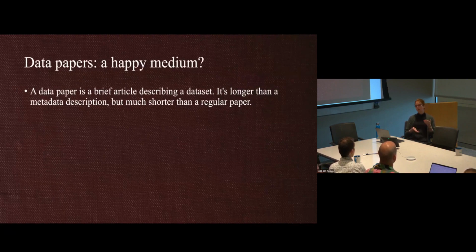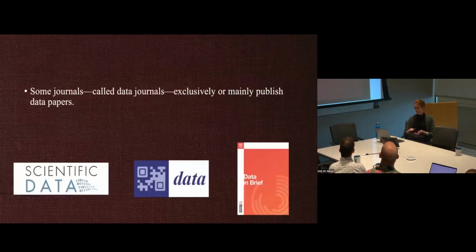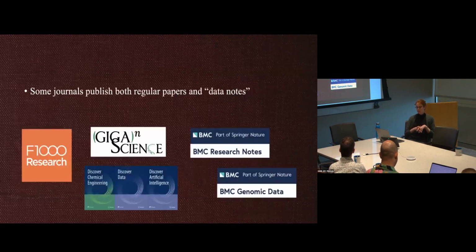So it'll have abstract, methods, introduction, more than you would put in something like Figshare, but much shorter than a paper. And some journals, called data journals, exclusively or mainly publish data papers. These are the three big ones that I'm aware of. And then there are more journals that publish both regular papers and data papers, and they often call them data notes. Sometimes they're quite short. F1000 and GigaScience are well known for this.